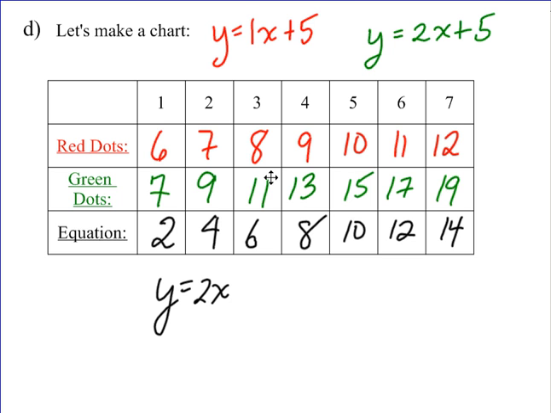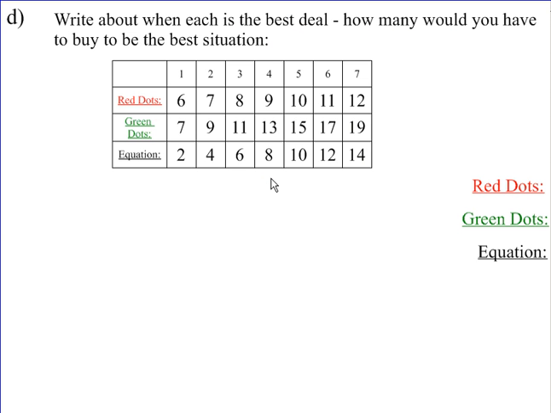So now that we have all our data in a table, we're going to figure out what the best deal would be in which situation. So let's take a look. If I was only going to buy one set of headphones, I would purchase it from the equation company because it would only cost me $2.